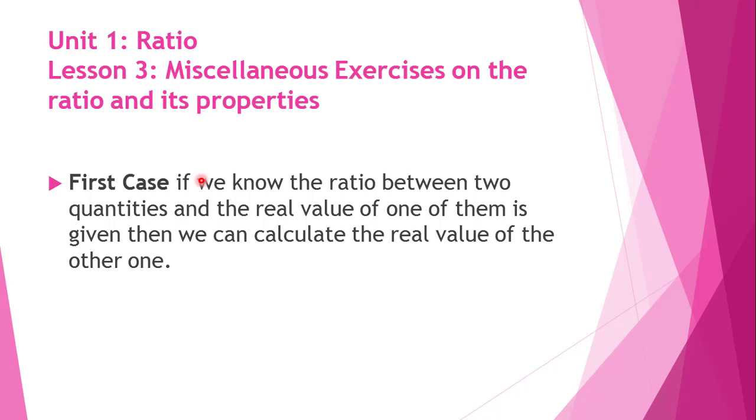We have two cases. The first case: if we know the ratio between two quantities, the ratio is known, and also the real value of one of them is given. In this case, we can calculate the real value of the other one. Okay, let's take an example to clarify this point.